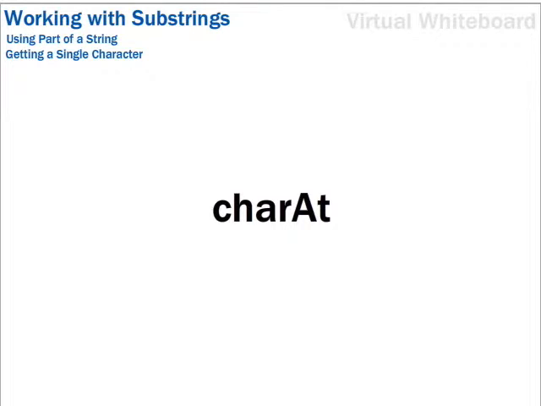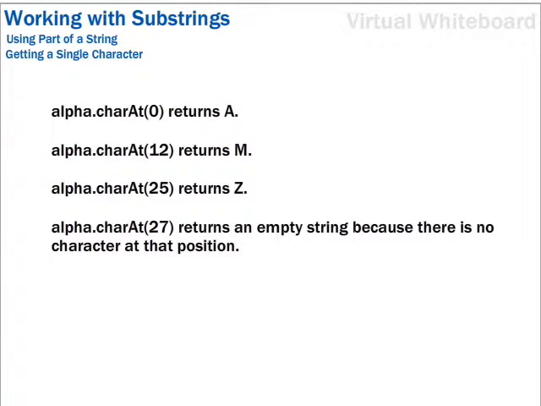The charAt method is a simple way to grab a single character from a string. You specify the character's index or position in parentheses. The indexes begin at 0 for the first character. Here are a few examples using the alpha string.